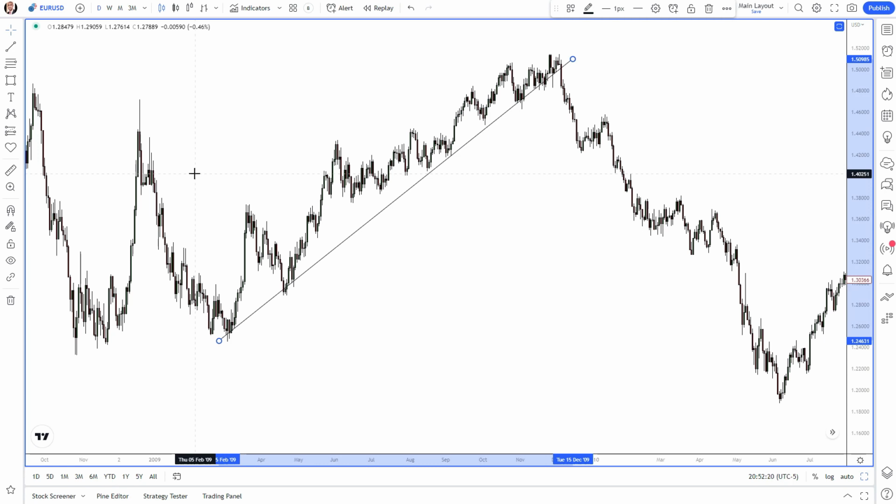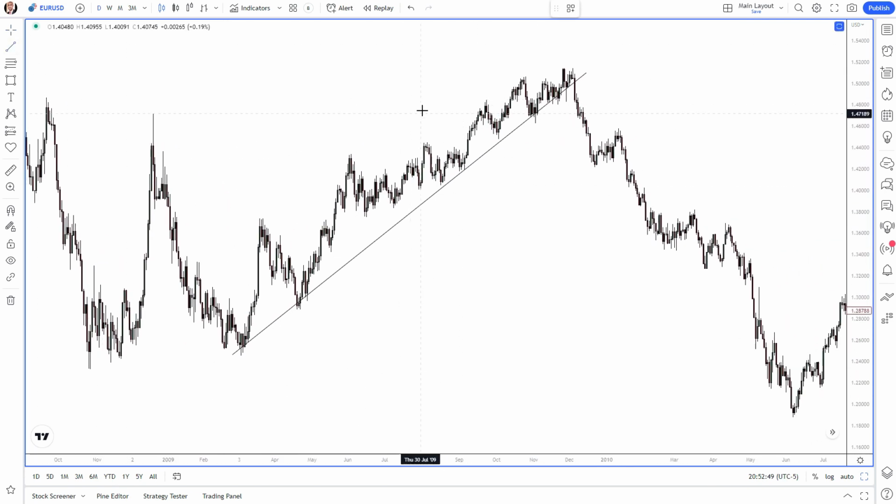Now don't get me wrong, it's not bad, but when they show you a perfect triangle or a perfect wedge or a perfect descending triangle or whatever the case is, sometimes it's not going to be that perfect. You have to train your eye to be able to see it and draw it out, to be able to take advantage of it, to see what other people don't see, basically.